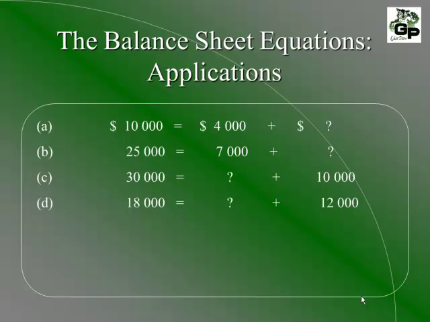Example D. We have $18,000 for the assets. We have $12,000 of owner's equity. That tells us that we have to have $6,000 for the liabilities. Example E. We have $100,000 for assets, $40,000 for liabilities. Therefore, the owner's equity must be $60,000. 100,000 minus 40,000 will give us 60,000. Remember, assets equals liabilities plus owner's equity, or A equals L plus OE.